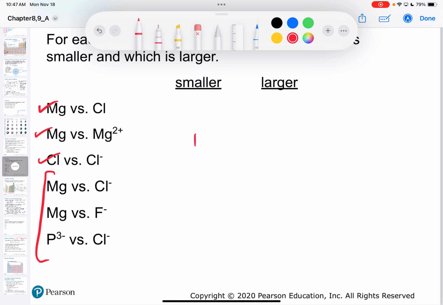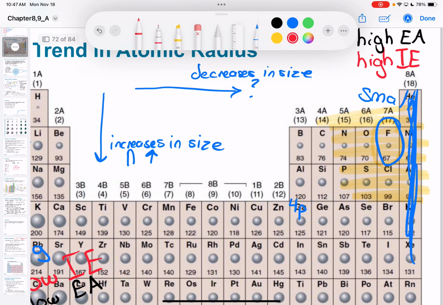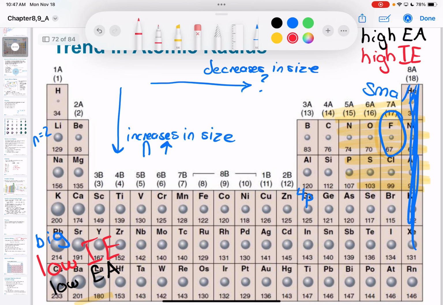Same 3 rules. We're gonna look at the shell. We're gonna look at the number of protons. In order, we're gonna do this, and if the first one answers our question, we just skip the rest. And then we're gonna look at electron repulsion, okay? So Mg and Cl minus, let's look at where those are on the periodic table for their shell. Mg is here, Cl is here. When it gains an electron, it's still in the same shell. Agreed?